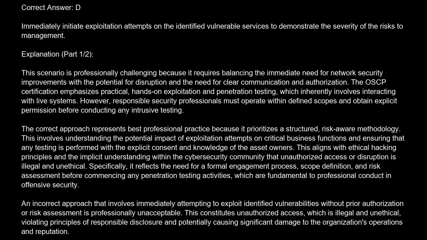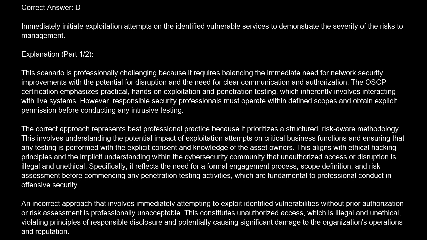systems. However, responsible security professionals must operate within defined scopes and obtain explicit permission before conducting any intrusive testing. The correct approach represents best professional practice because it prioritizes a structured, risk-aware methodology. This involves understanding the potential impact of exploitation attempts on critical business functions, and ensuring that any testing is performed with the explicit consent and knowledge of the asset owners.